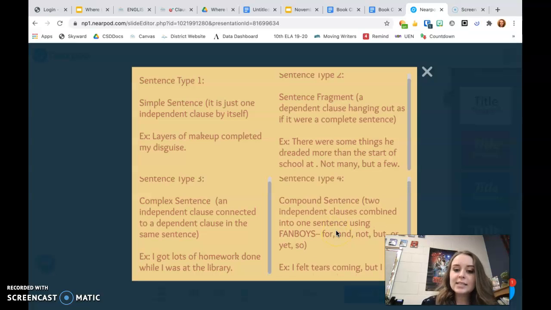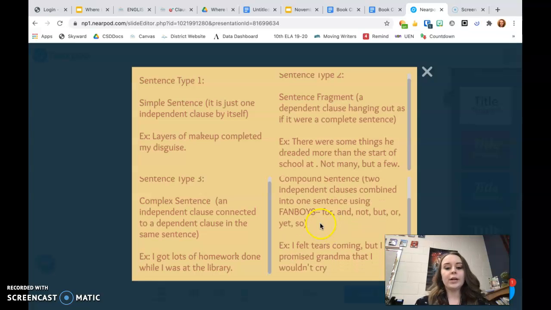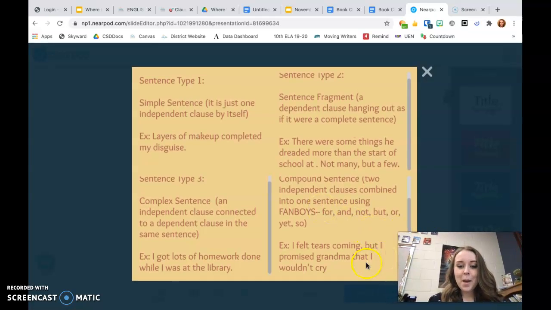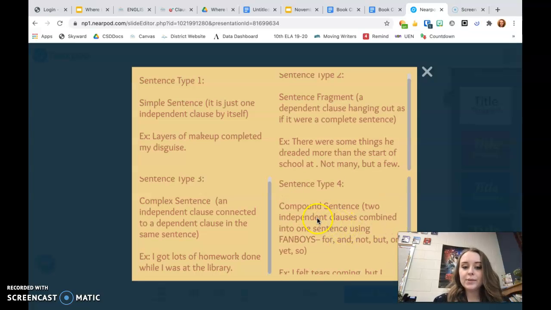And then the last sentence type is a compound sentence, where you take 2 independent clauses and put them together using FANBOYS: for, and, nor, but, or, yet, so. Remember those? So here's an example. I felt tears coming, but I promised Grandma that I wouldn't cry. So that's a good example. I felt, we've got our subject and predicate, but that's the FANBOYS. I promised Grandma. So I is the subject again, promised Grandma. So that is a compound sentence. So you have simple, sentence fragment, complex, and compound.